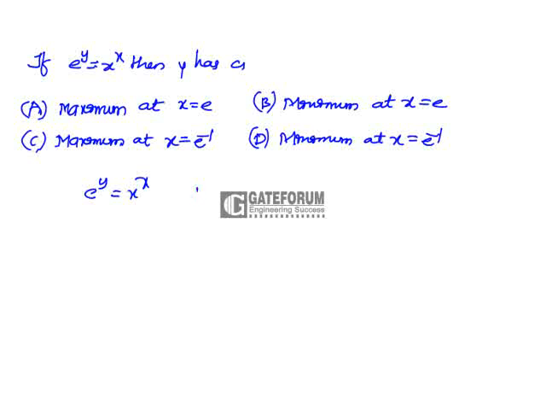Now apply ln on both sides. So this is y ln e is equal to x ln x. So what is ln e to the base e? This value is equal to 1. So what is the function now? y is equal to x ln x.